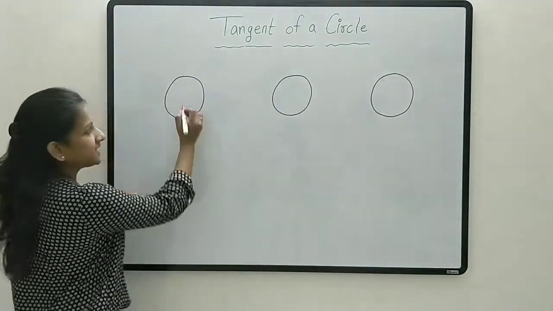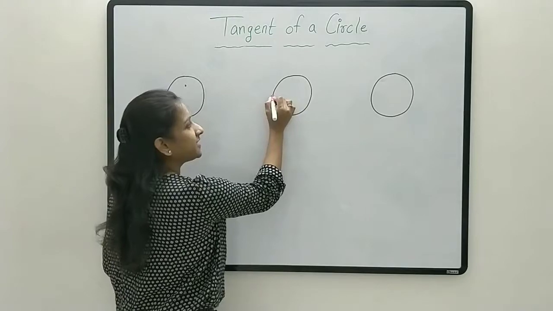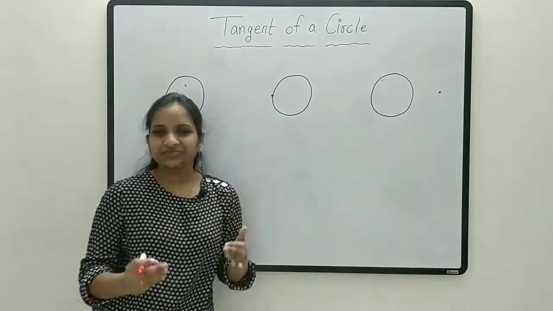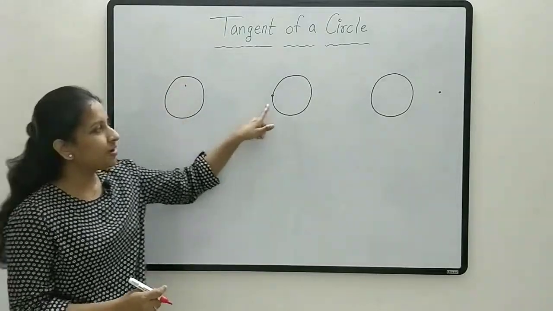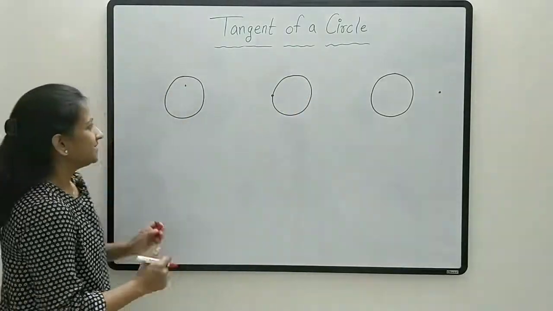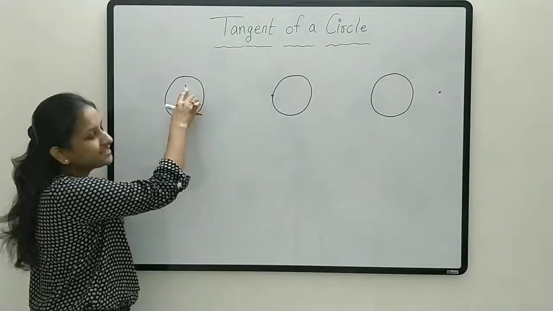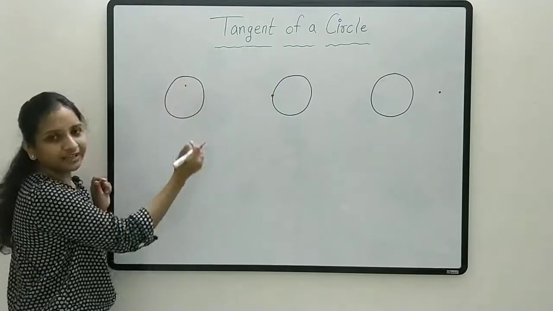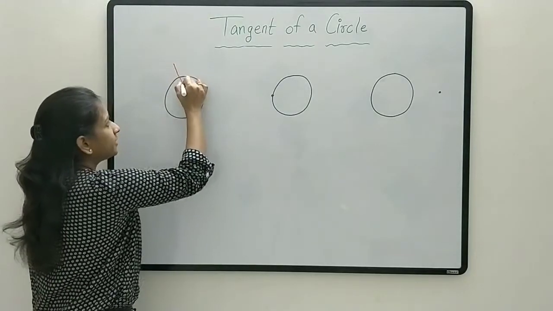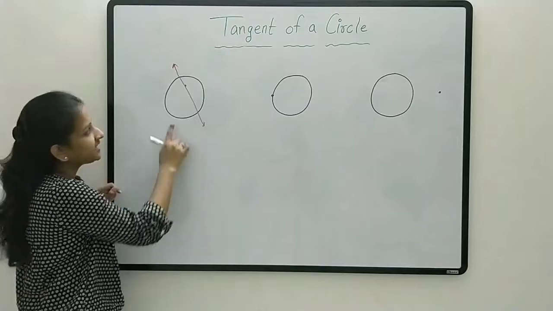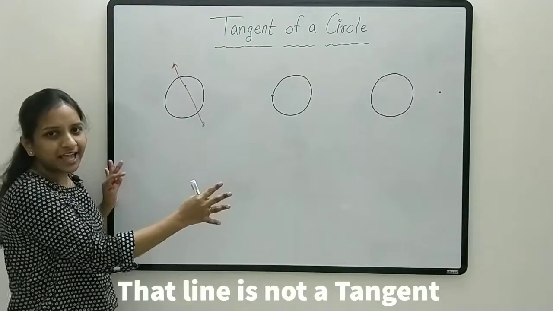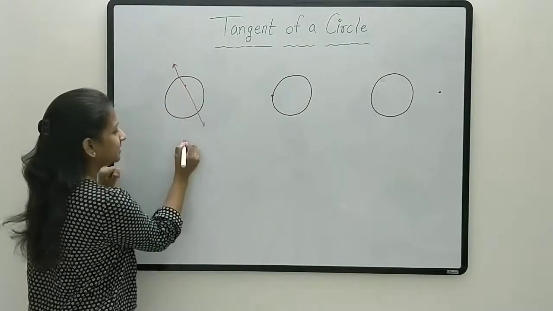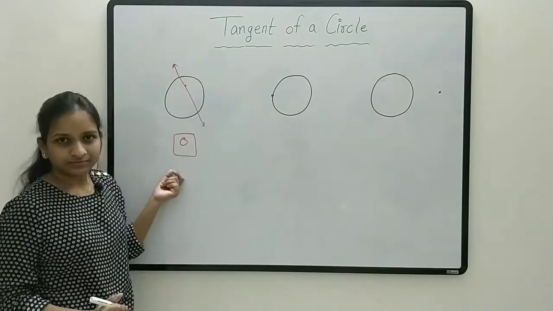Okay, now consider three cases. Consider a point inside a circle, on a circle and outside of the circle. In these three cases, let's find out how many tangents we can draw from these points to the circle. See, in first case, point is inside the circle. Now let's see how many tangents we can draw from this point to the circle. Any line from this point will intersect the circle in 2 points, then that line is not a tangent, right? So whenever the point is inside the circle, number of tangents are 0.